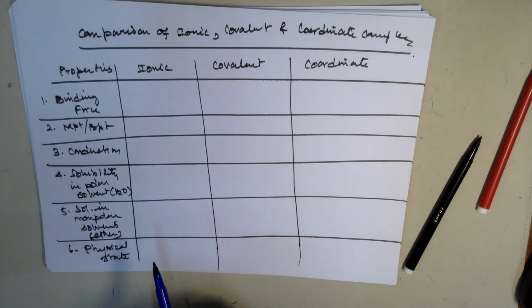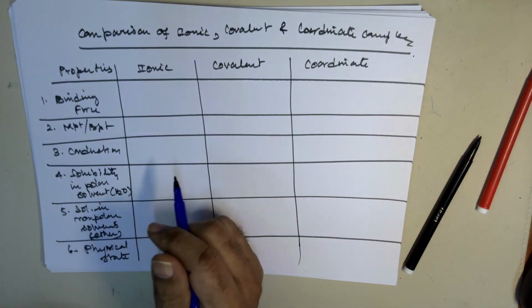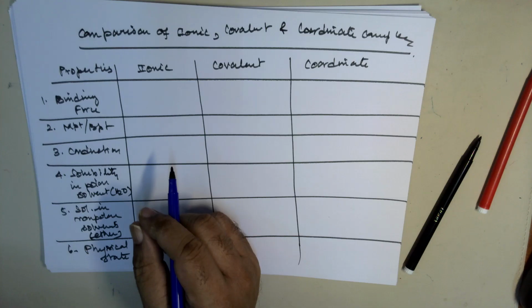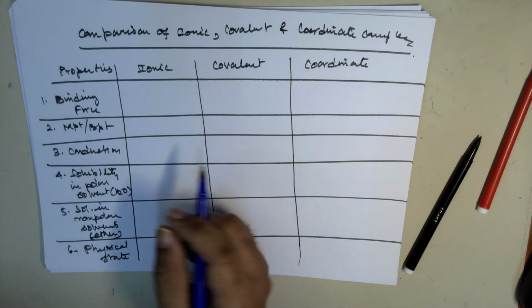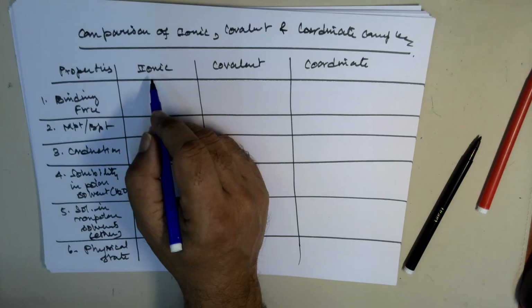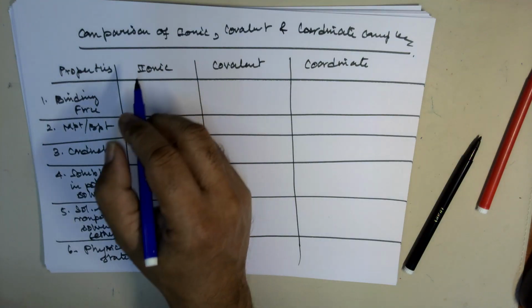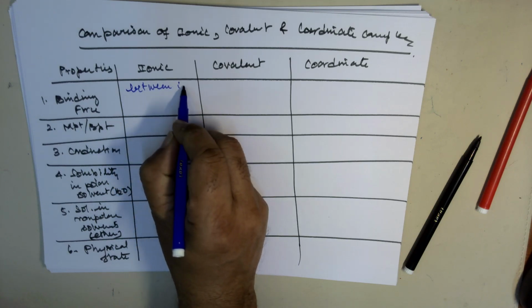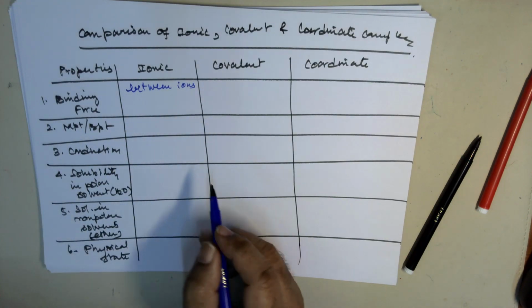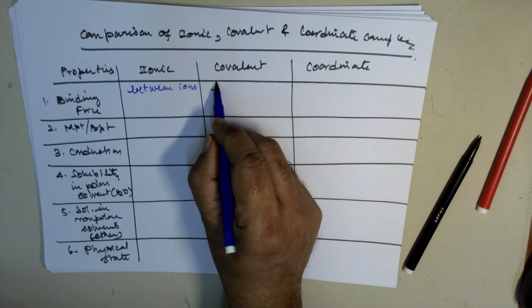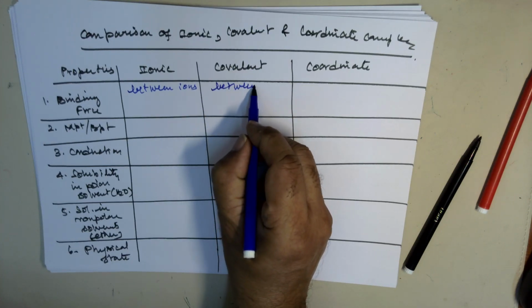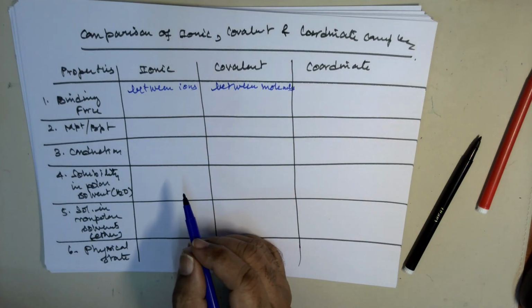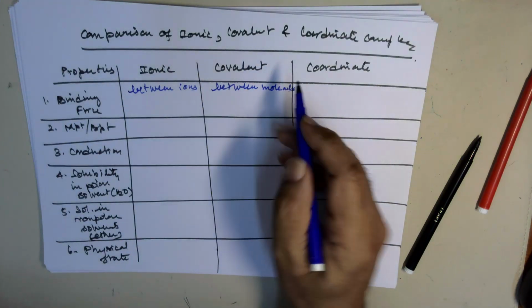Now let us proceed one by one. Now the binding force in the case of ionic, what are the species which are responsible for this binding force? And let us talk about the strength also. So in the case of ions, it occurs between ions, right? Take down between ions. And what about this covalency between molecules, right? And what about coordinate? This is in between.